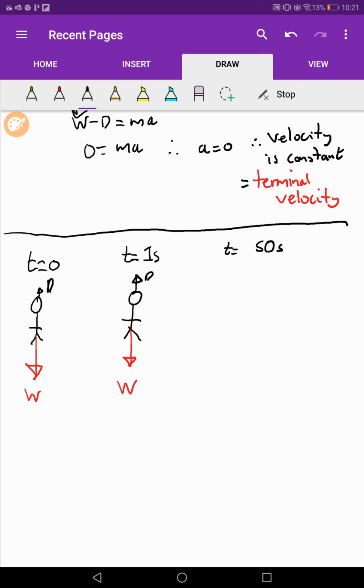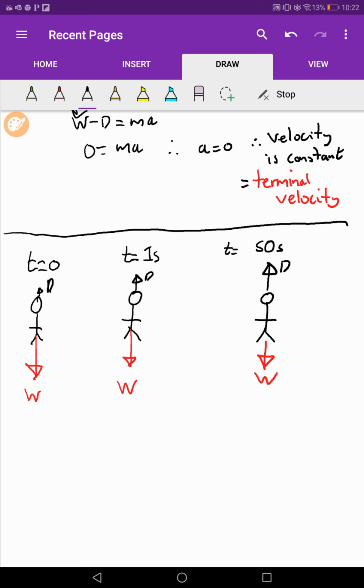And at time equals 50 seconds. Oh, what's happened to my man? Time equals 50 seconds. His drag force is equal to his weight.